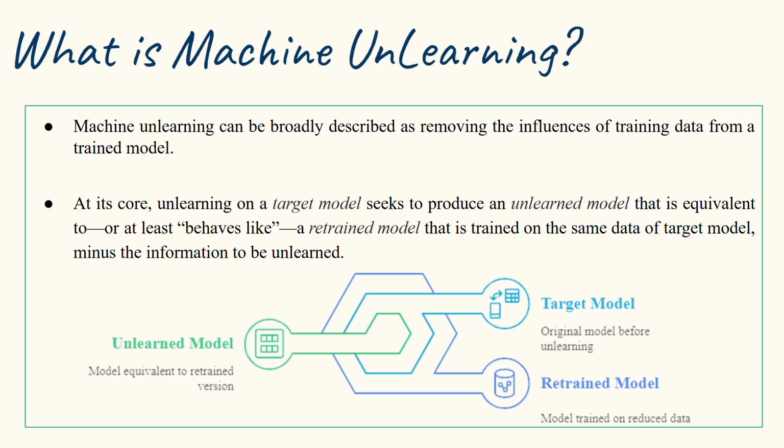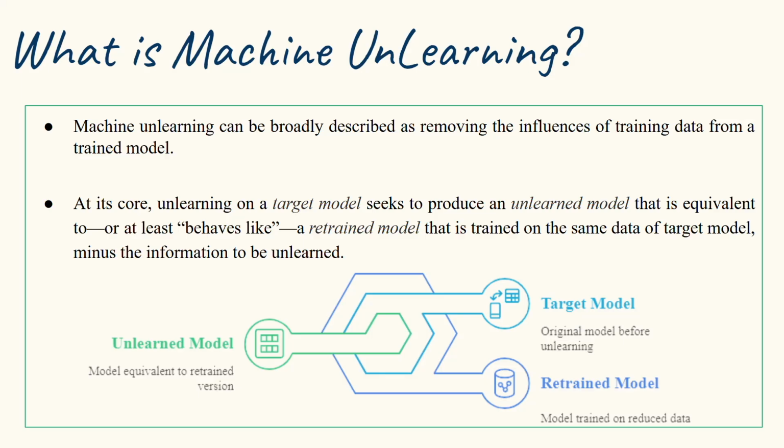First, let's set the scene. You all know machine learning, training AI to spot patterns, like recognizing cats in photos or predicting stock prices. We feed it data, tons of it, and the model learns by tweaking its internal settings, like adjusting a recipe until the cake's perfect. But here's the catch. Once that data is baked into the model, it's stuck. There's no easy undo button.